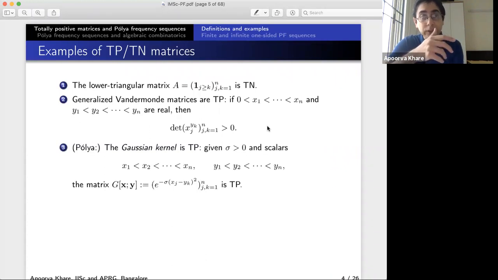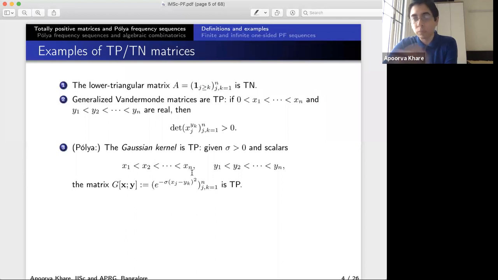An observation of Polya, I think, is that the Gaussian kernel is totally positive. This is an example of an infinite by infinite matrix. It's like a real by real matrix, right? The idea is it's not really a matrix, it's a kernel. If you take the kernel on a finite set cross a finite set, you get a matrix. If you take it on more general sets like R cross R, you get this Gaussian kernel.